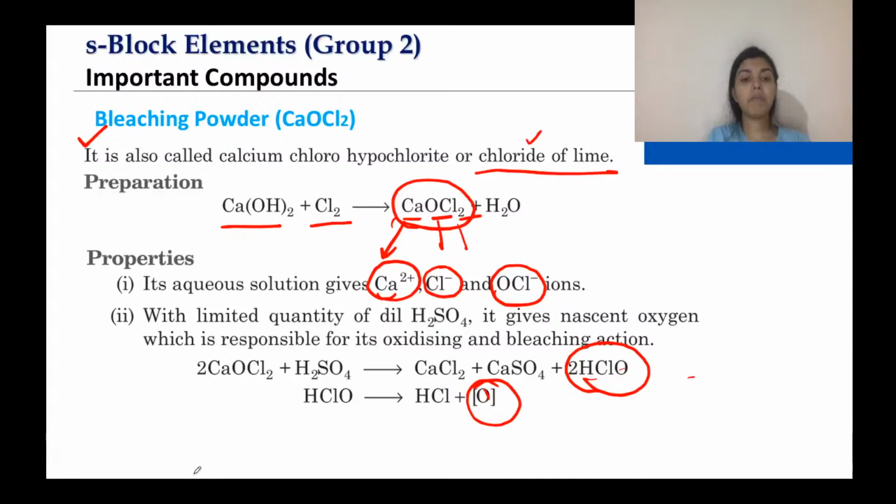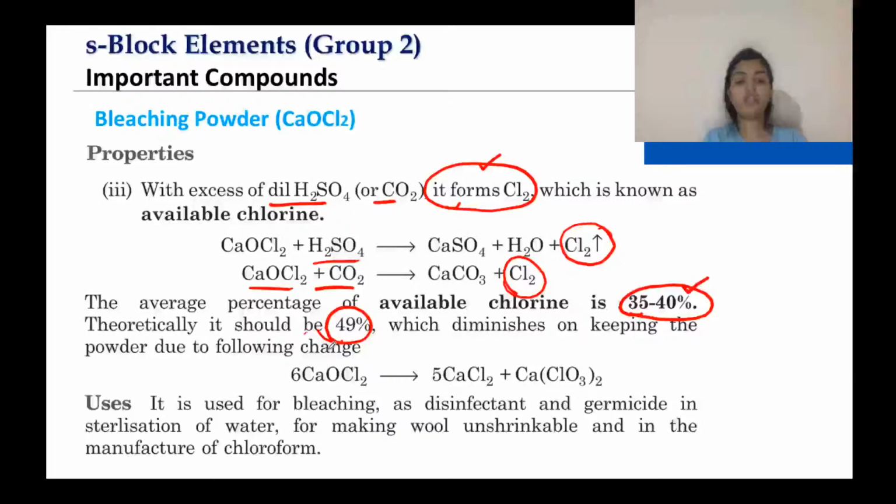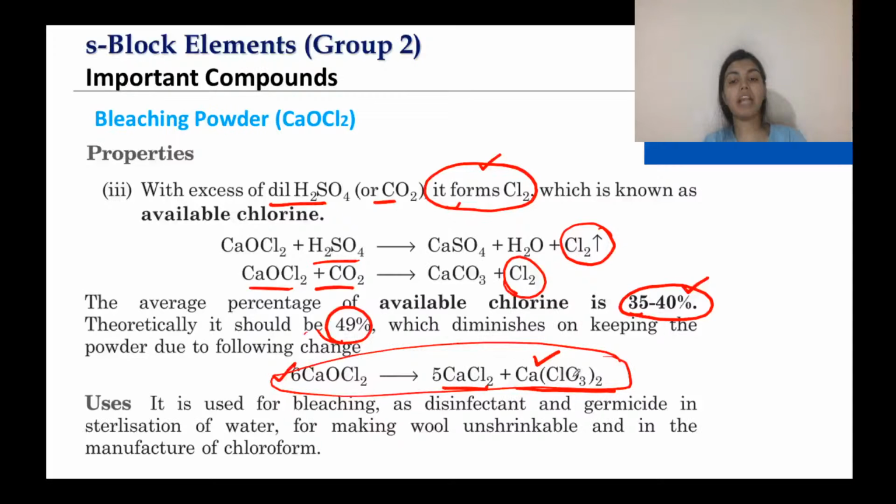So basically, because calcium oxychloride has the ability to produce nascent oxygen which is added to other species, that is why it is used for bleaching. Because of this reaction, calcium oxychloride forms calcium chloride plus calcium chlorate. Because of this reaction, some of the calcium oxychloride decomposes to calcium chloride plus calcium chlorate. That is why less amount of calcium oxychloride will be converted into chlorine.